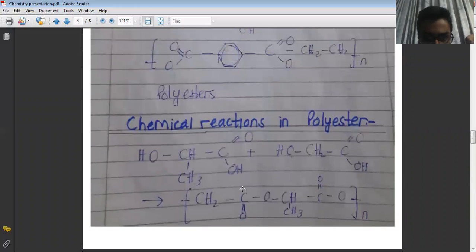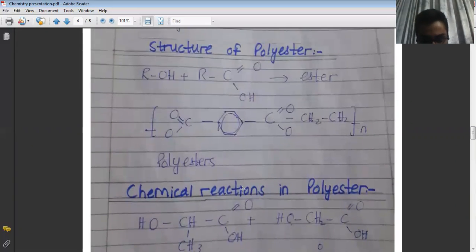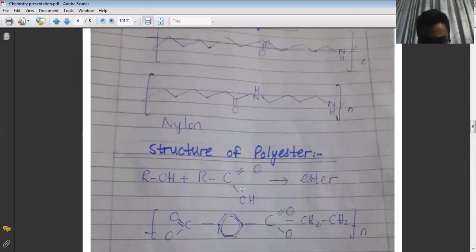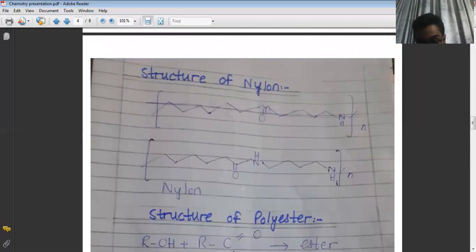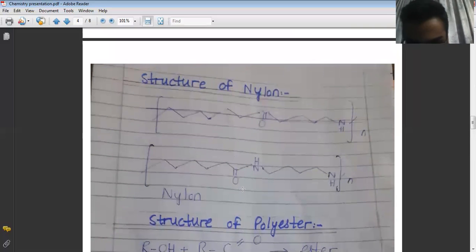Then comes the structure of the polymer in which CH is attached with CH3 and then a carbonyl group is present, and the reaction proceeds to form polyester. In the structure of a polyester, an OH group is attached with R to form an ester in which a COO group is attached with R, and in another step a benzene ring is also involved, as well as ethane. The structure of nylon is also given, in which an oxygen atom is present at the center of the chain, and in another step oxygen is present as well as nitrogen and hydrogen. N represents the number of carbon atoms.